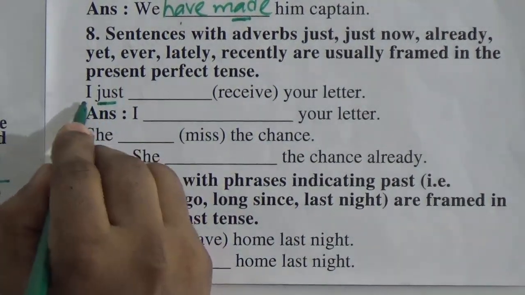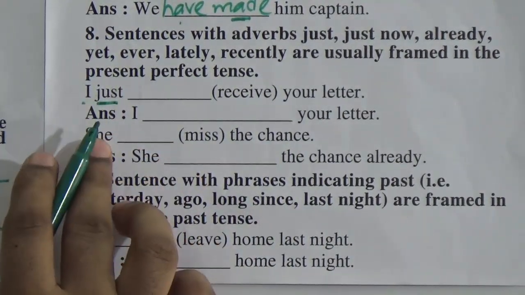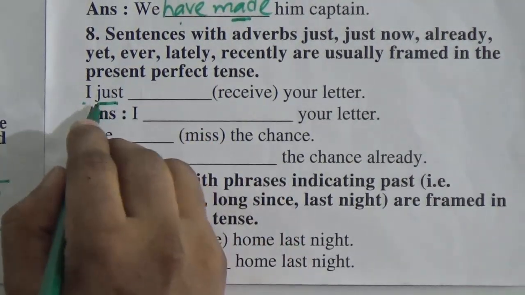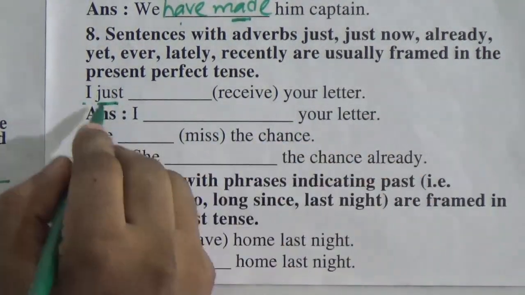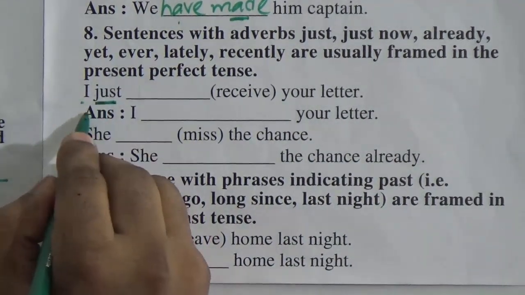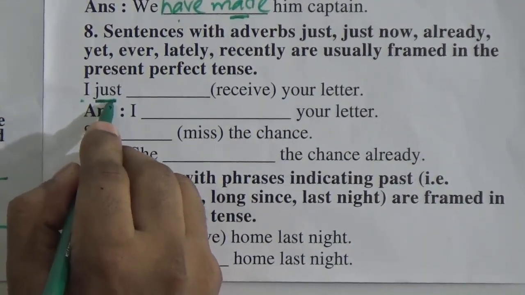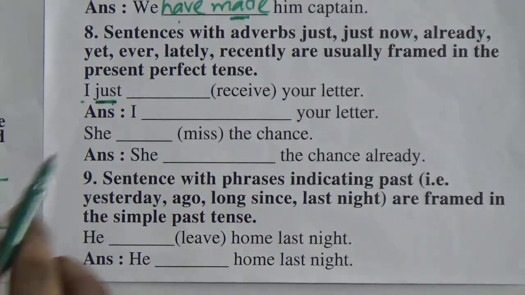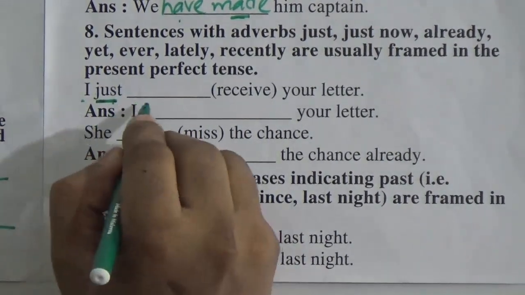Look, this just is given after the subject. So what will we do? I just received your letter. So there is just, and we have to make it present perfect tense. So we are putting this just into the middle of have, has and the main verb.